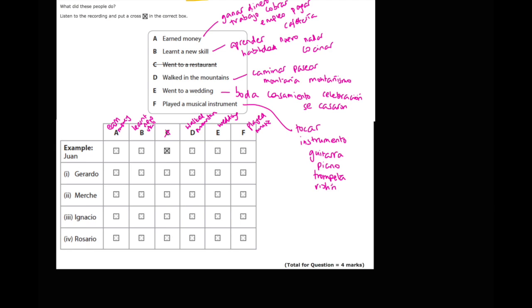Question 7. Part 1. Soy Gerardo. Trabajé de canguro porque quiero comprar un nuevo ordenador.